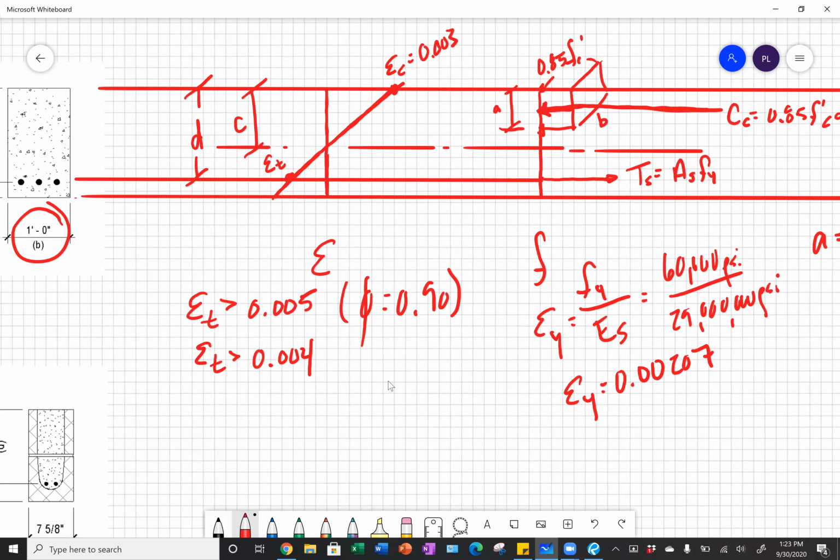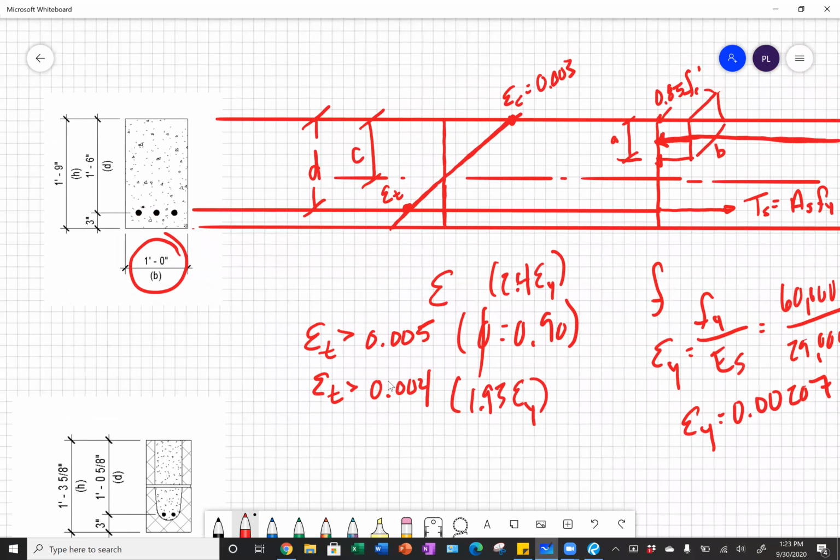So if we want to think about these strain values as a function of yield strain, for a beam even to be allowed to be designed according to ACI 318, we need a strain greater than 0.004, which is about 1.93 times our yield strain. For it to be tension controlled, we have to have a strain greater than 0.005, and that's about 2.4 times our yield strain. And again, if it's tension controlled, phi equals 0.90.